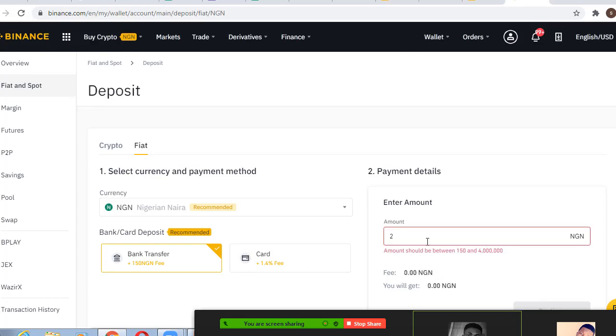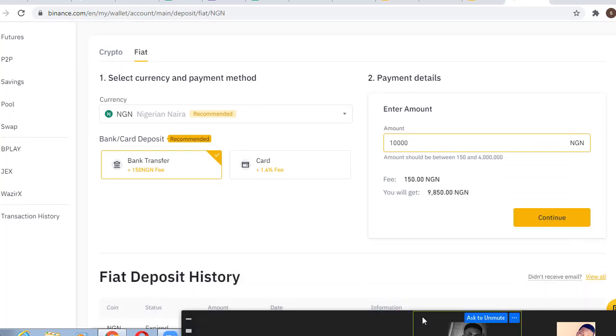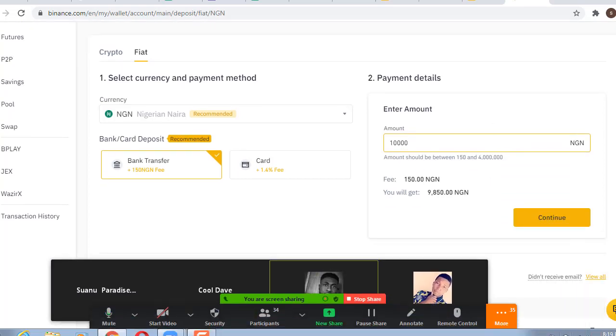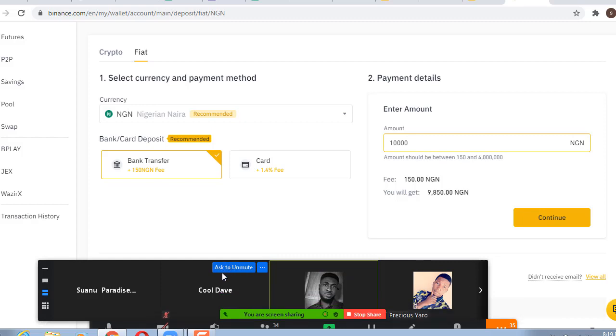Okay, let me bring it down a little bit. Let me say 10,000 naira. I want to deposit 10,000 naira. This one is very important, reason being that it will help you.